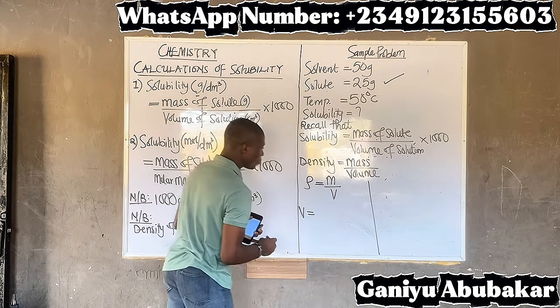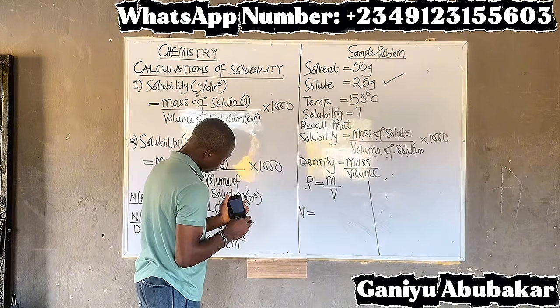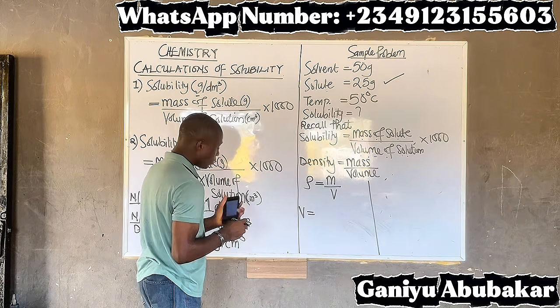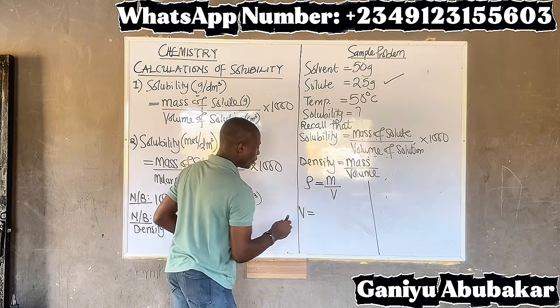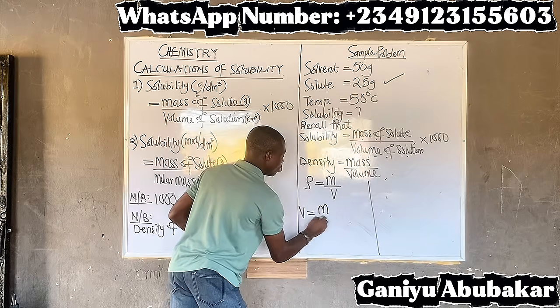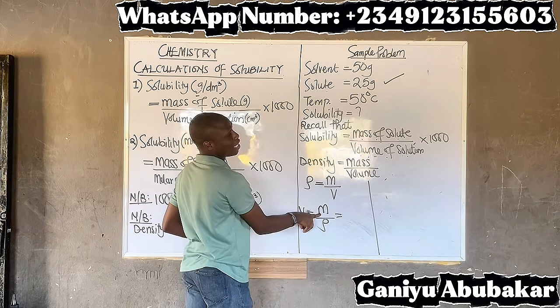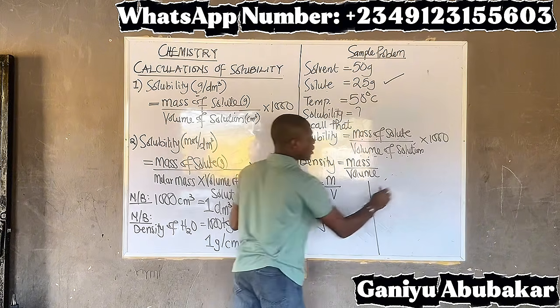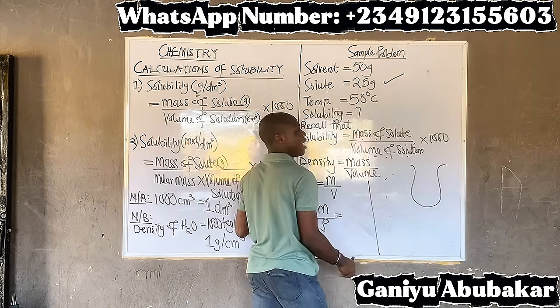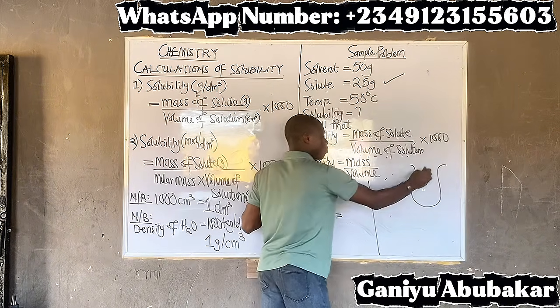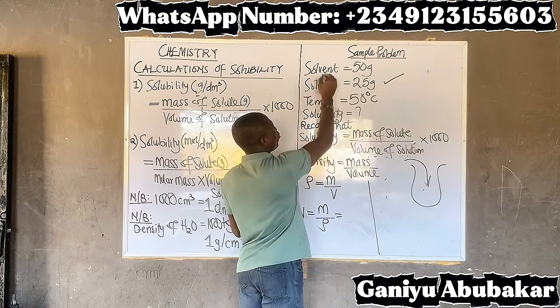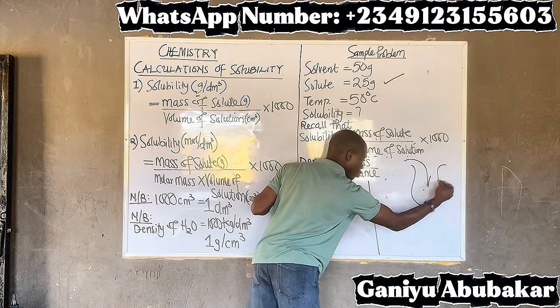Volume is equal to mass over density. What's my mass? This mass is not any mass. This is a mass of what? Because I mixed water and salt, so the mass here will be mass of solute or solvent? Mass of water, the solvent.